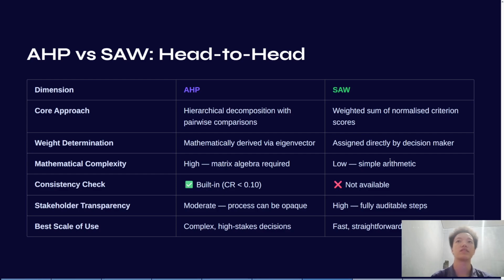AHP versus SAW head to head. The dimensions are core approach, weight determination, mathematical complexity, consistency check, stakeholder transparency, and best scale of use. For core approach, AHP is hierarchical decomposition with pairwise comparison, while SAW is a weighted sum of normalized criterion scores. For weight determination, AHP is mathematically derived via eigenvector, while SAW is assigned directly by the decision maker, etc.